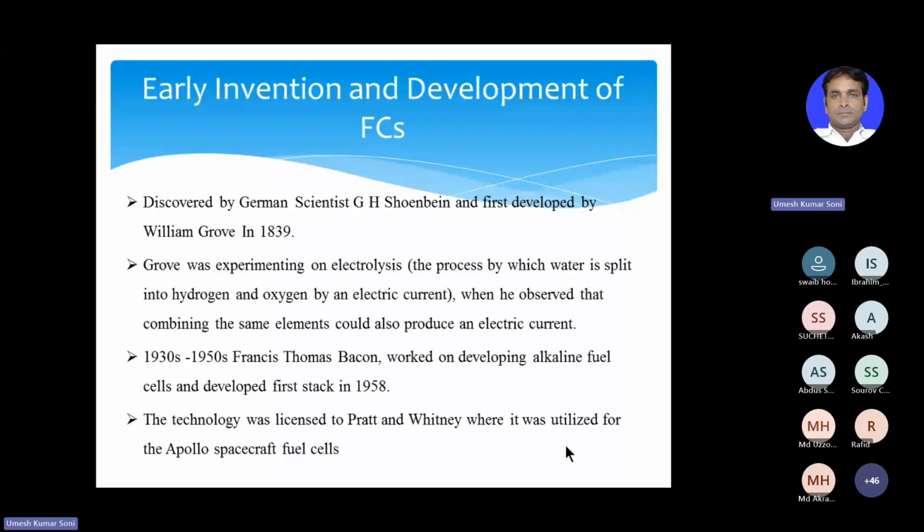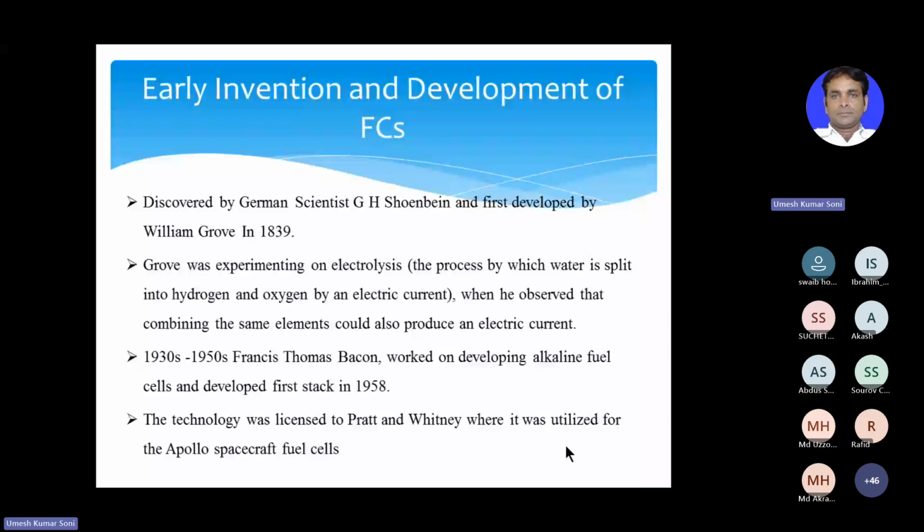Fuel cells were first discovered by C.F. Schönbein and first developed by William Grove in 1839. Grove was experimenting on electrolysis, and in that electrolysis process, he saw that some recombination gave out electric current. So from there, he shaped the concept of the fuel cell.